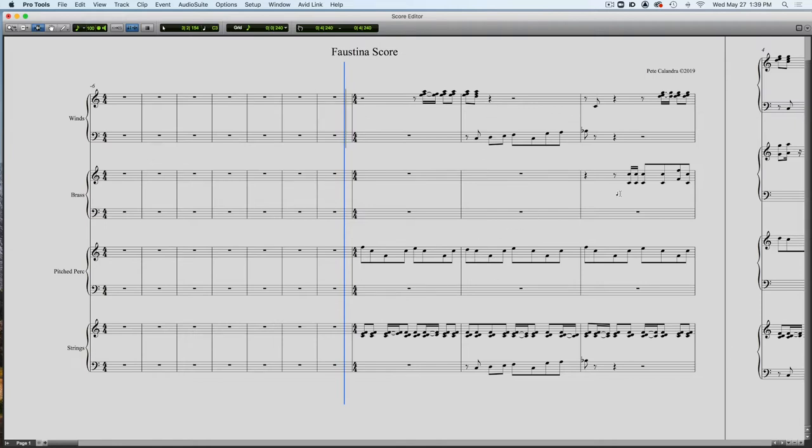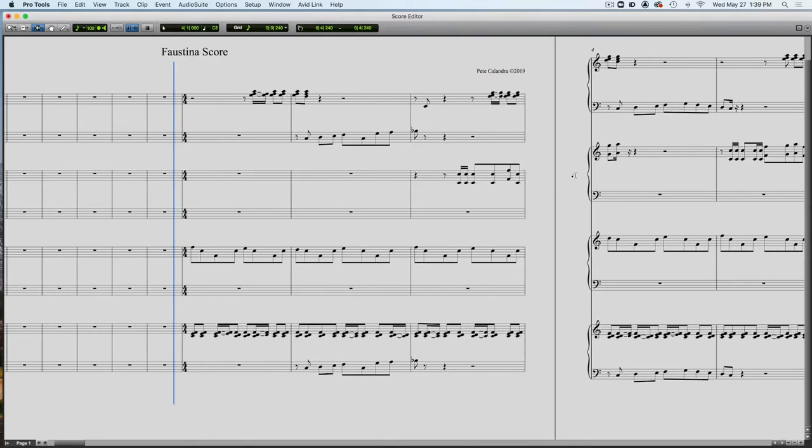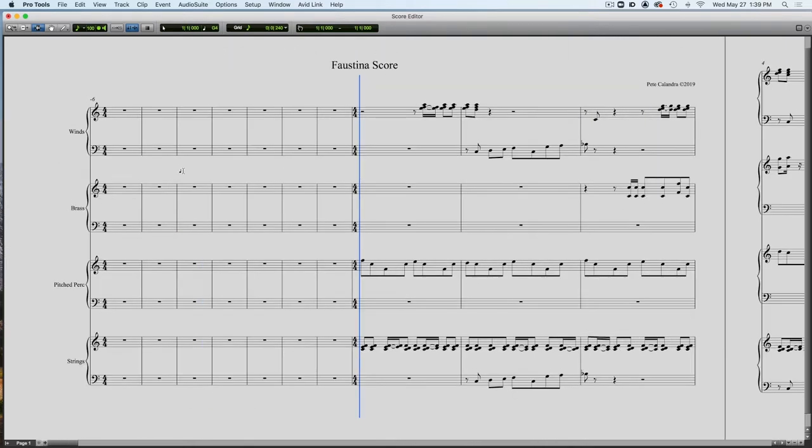And then what happens here in measure 3 is that I've got an answering phrase, again ascending in the brass. So let's listen to that.